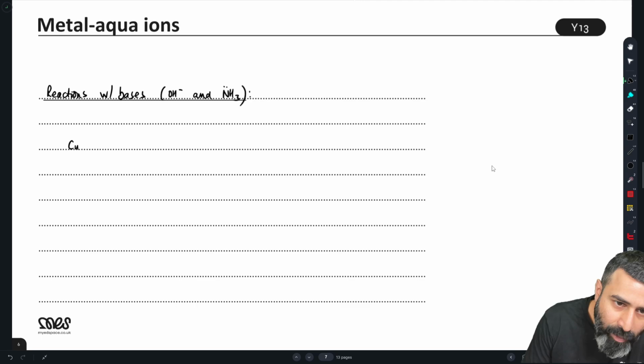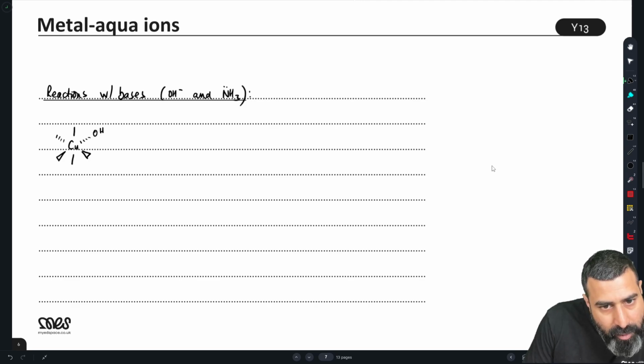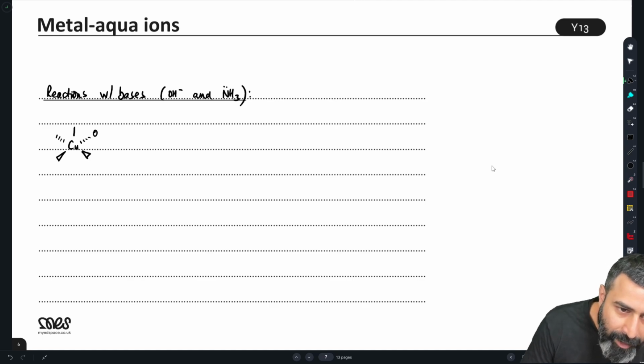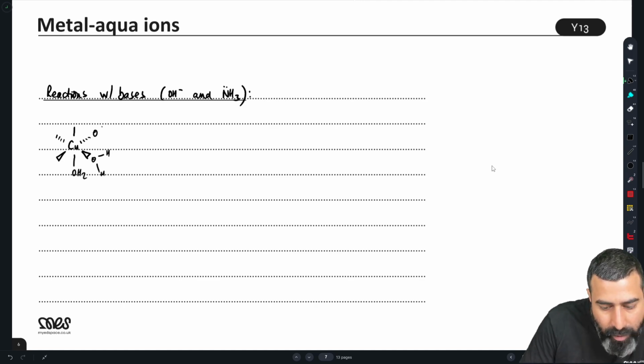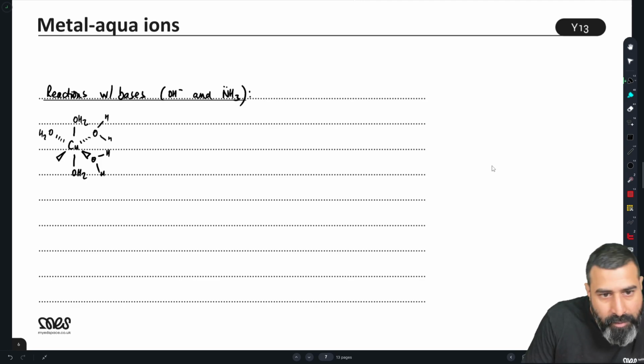So let's have a look at hexaaqua copper 2+. I'll draw my wedge and dash as well. So this is an octahedral complex. And for these water ligands, I'm going to draw two of them out in full, showing the displayed formula. So there we go, and there we go. And then surround the remaining spaces with OH2. And remember, these are dative covalent bonds to the metal center.